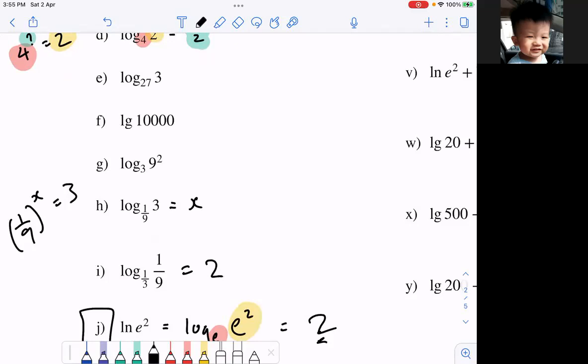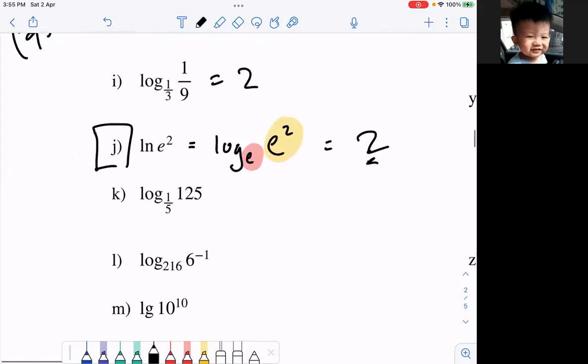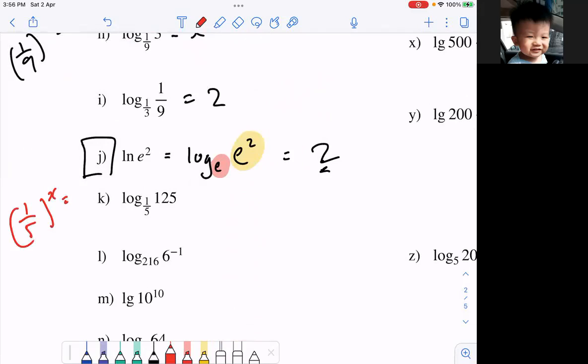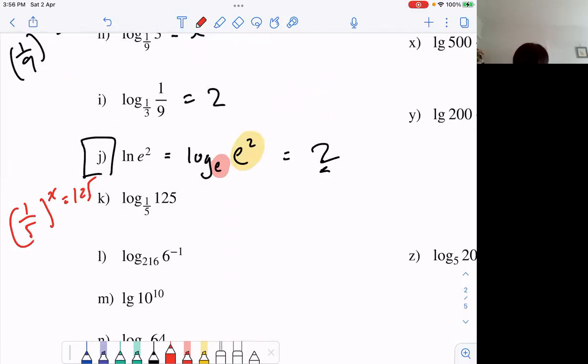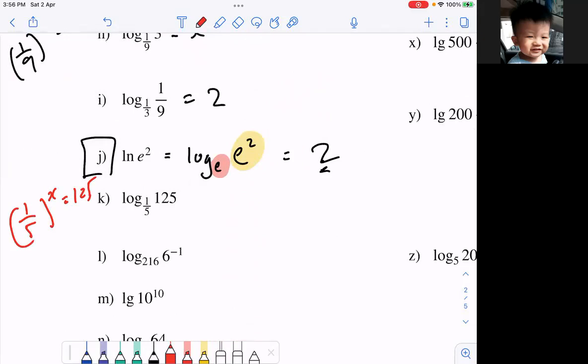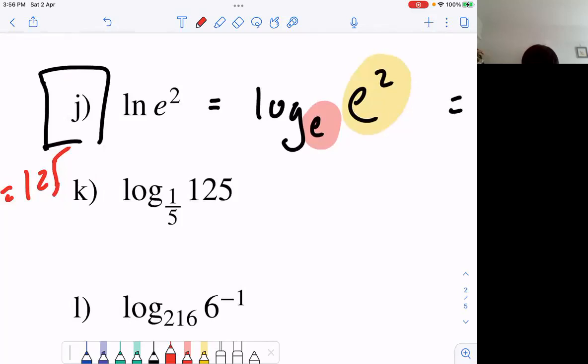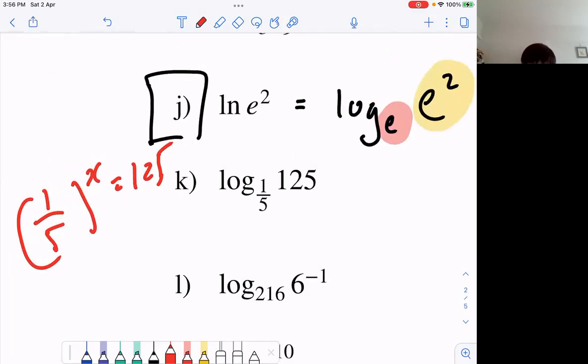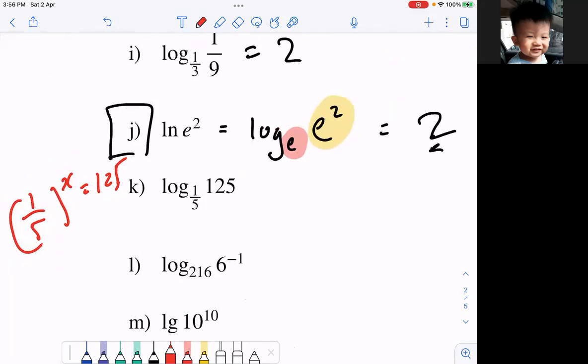Okay, how do you do K? Same thing. After you get used to it, it's all the same. It's 1/5 to the power of what gives me 1/25? That's the essence. I saw it as 1/3 instead of 1/5. Is it the printing or your eyes? 1/5. Small to the opposite is big.